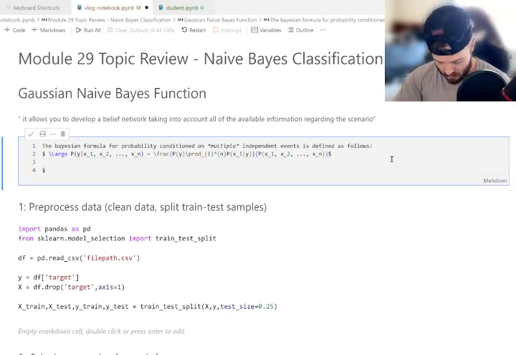So Bayes formula states that the probability of A given B is equal to the fraction of the probability of B given A times the probability of A.